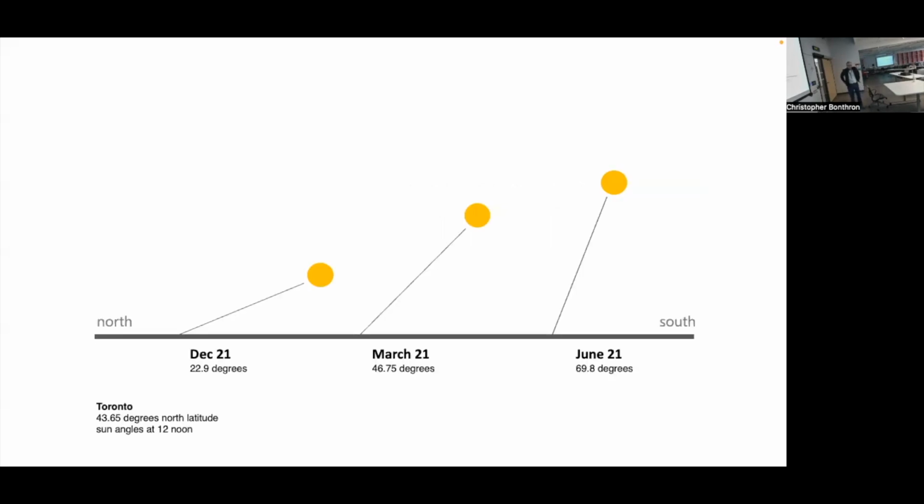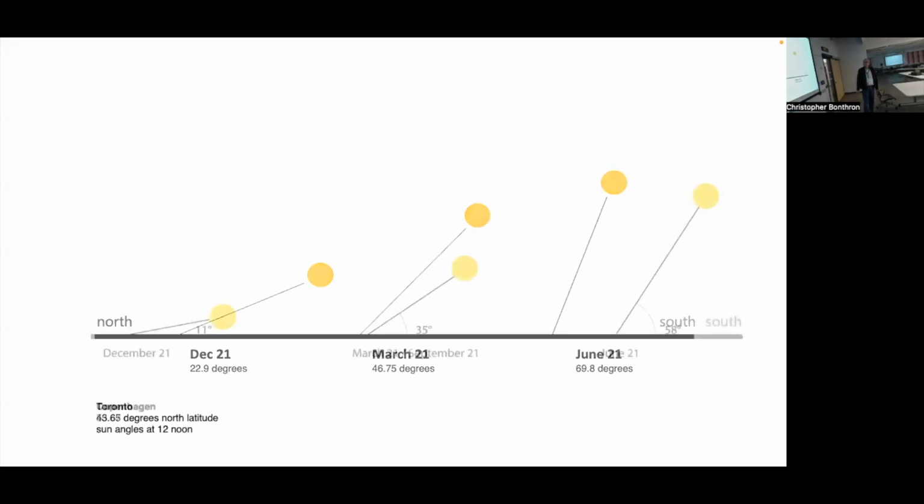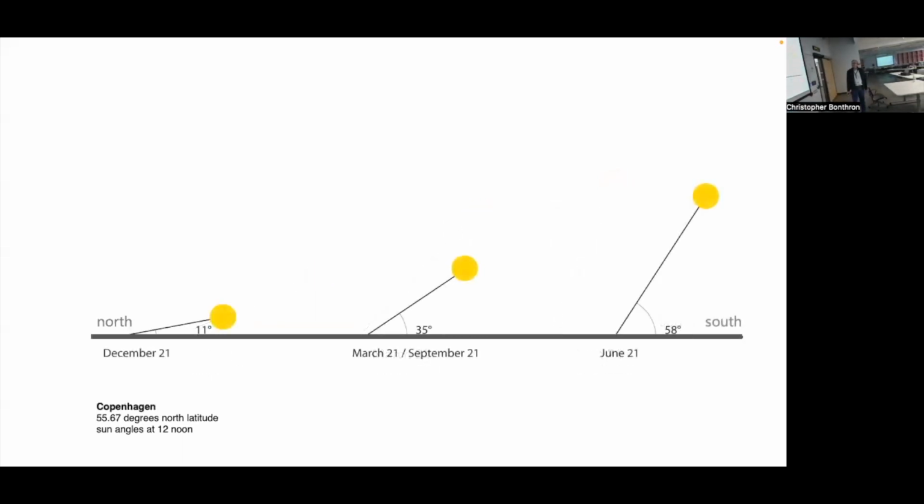I'll give you another example of something that's actually built. These are the sun angles over the course of the year in Toronto. You'll notice that the sun is reasonably high in the sky most of the year. It's a little bit low in December, but it gets pretty high, out of our cone of vision, when we get to the spring and the summer. But it's not like this all over the entire world.